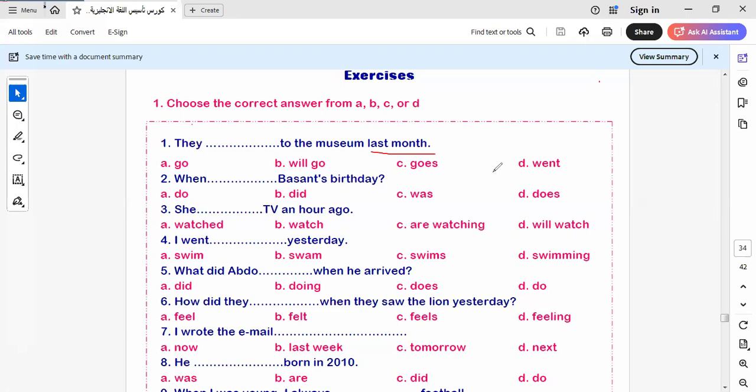Here we have last month. So when I see last, what does this mean? It means the verb will be in the past form. Let's do this together. They went to the museum last month, so it will be here they went.